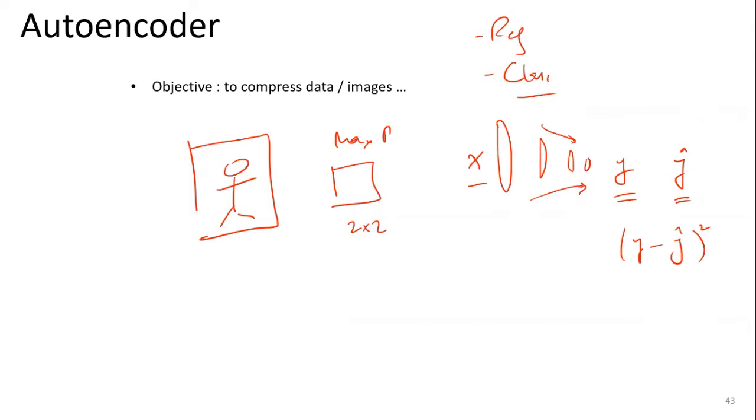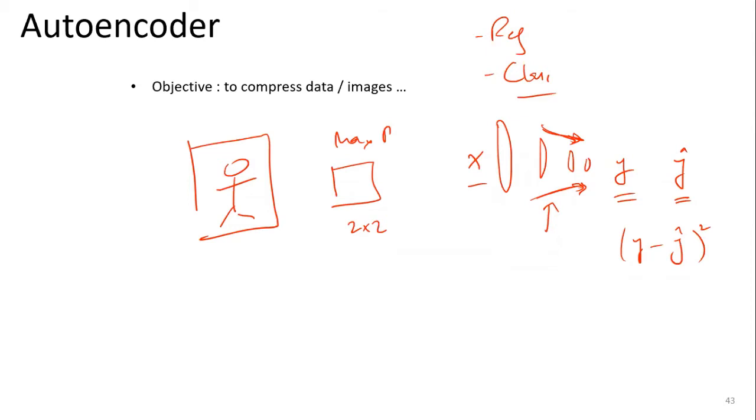what would be a loss equation? If you're trying to use a neural network for compression, so let's say you used max pooling, right? You've compressed it down. Now, what is the loss equation in that case? What do you want to compare it against?